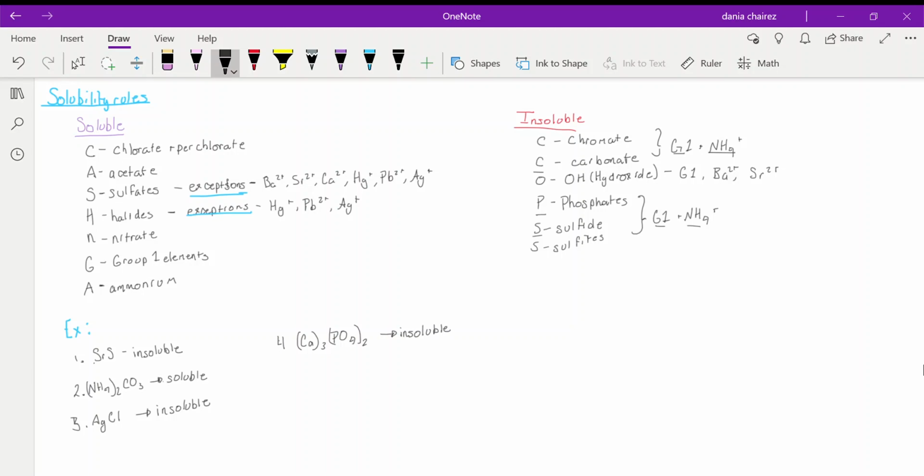So yeah, that's pretty much it for your solubility review. It's just remember your rules and the exceptions of what's soluble and what's insoluble, and you should be able to determine the solubility of something.